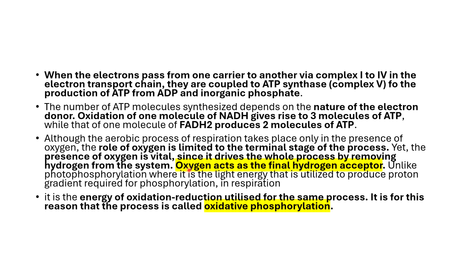So oxygen here acts as the final hydrogen acceptor, and the energy of oxidation reduction is utilized to make ATP. Because oxygen is used to make ATP, this process is called oxidative phosphorylation. Unlike photosynthesis, in which light energy was used and we called it photophosphorylation, we call this oxidative phosphorylation because ATP is synthesized with the help of oxygen.